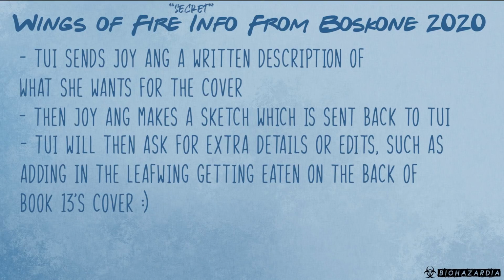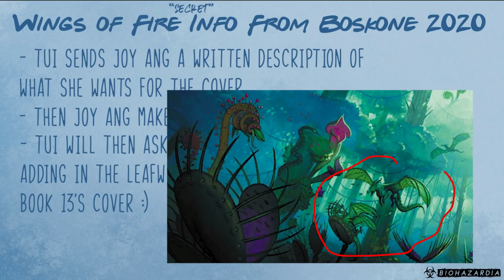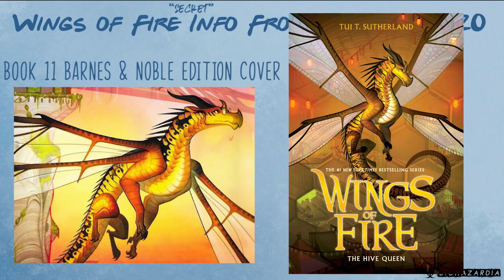In book 13, Tui specifically requested that she wanted to have a Leafwing being eaten on the cover, which is amazing. That's my favorite part of the book 13 cover. Tui also mentioned the extra book 11 cover that has Cricket on it. If any of you guys got the Barnes & Noble special edition of Wings of Fire book 11, there's Cricket on the back cover, and she said that version was drawn very quickly.